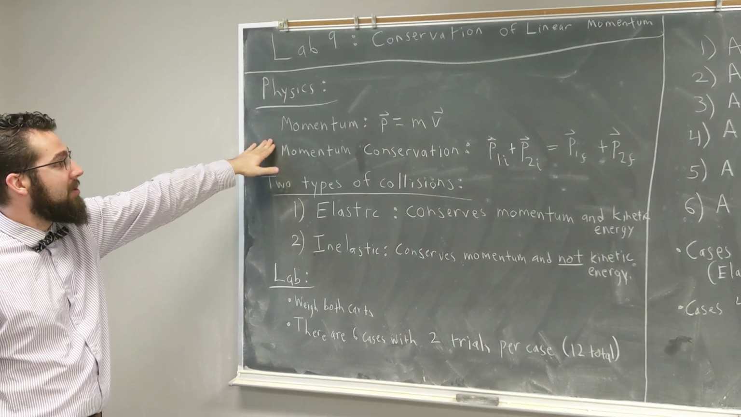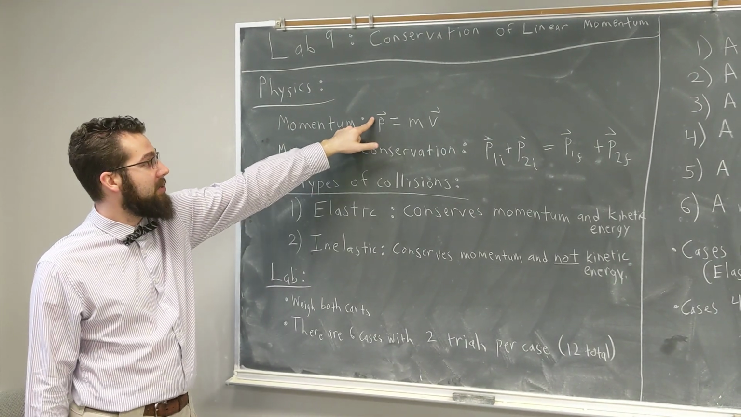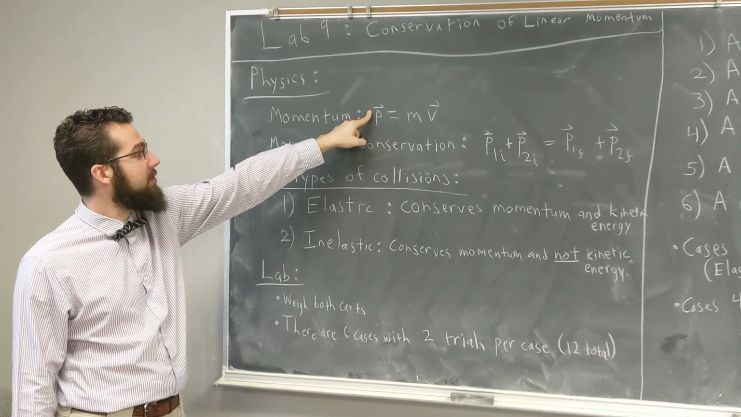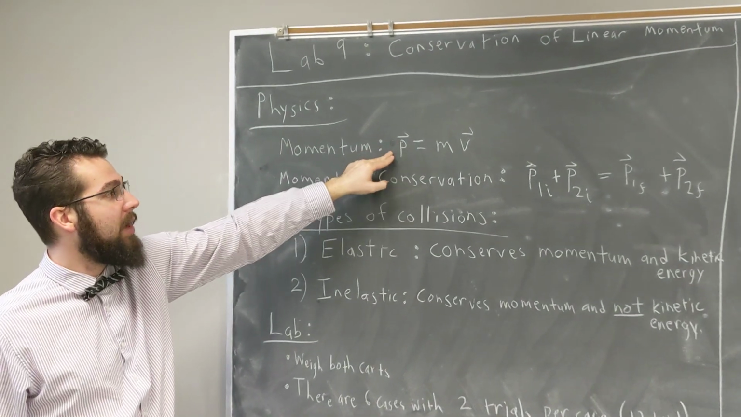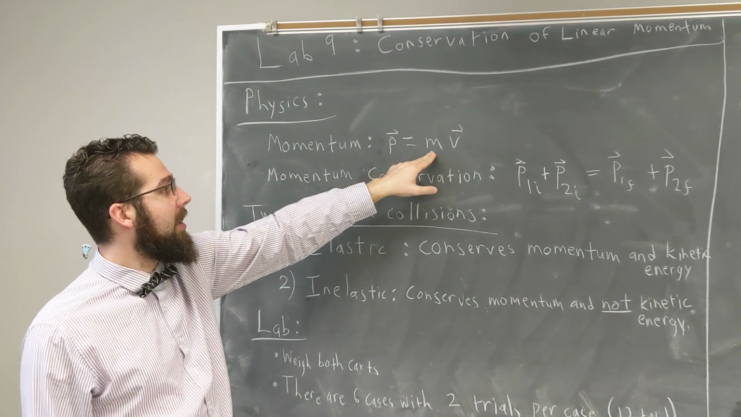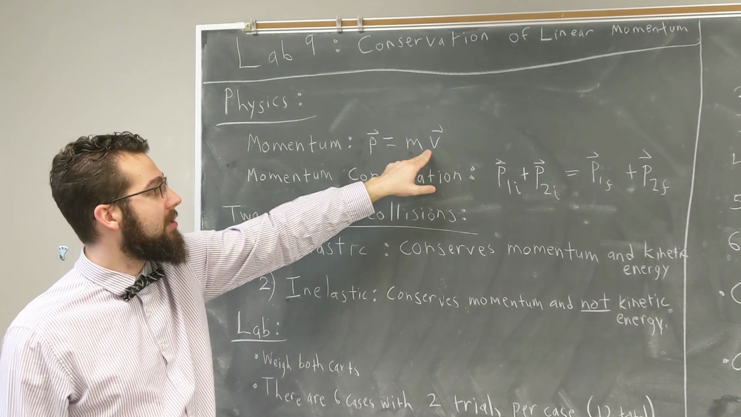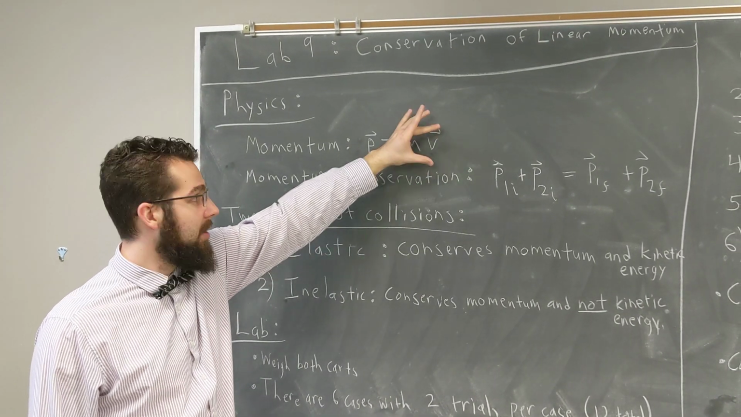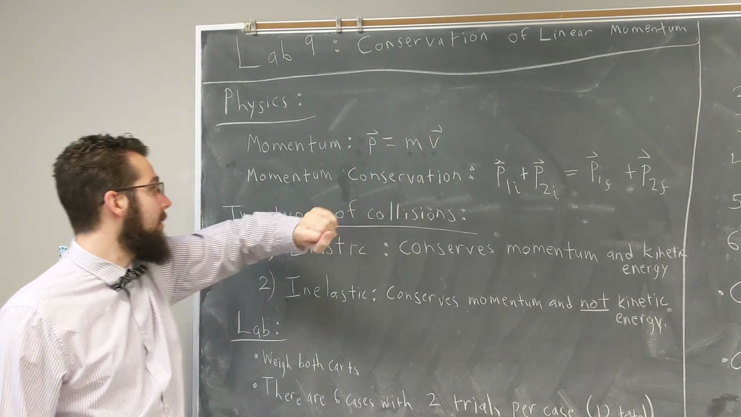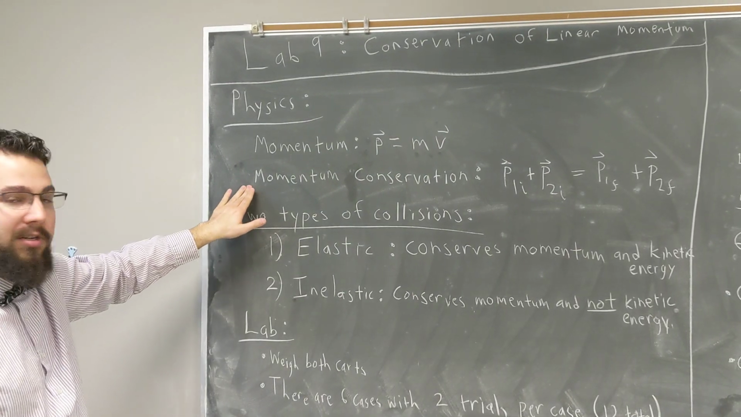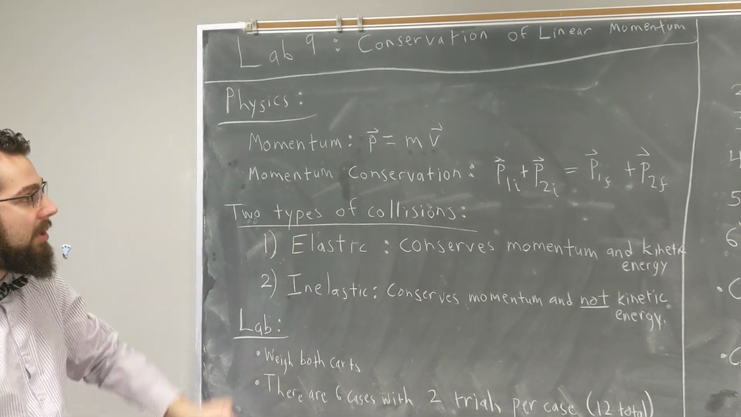What is momentum? We write it as P, and notice it has a little arrow. It's a vector. It's not just a number. It has a magnitude and direction. And we can write it as M, the mass of our object, and then V, the velocity with vector, so with direction. So then we have momentum conservation like energy conservation.